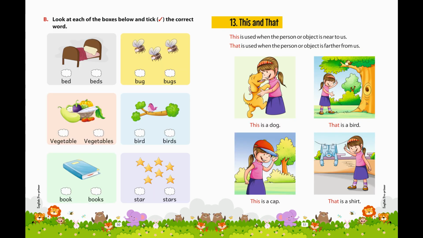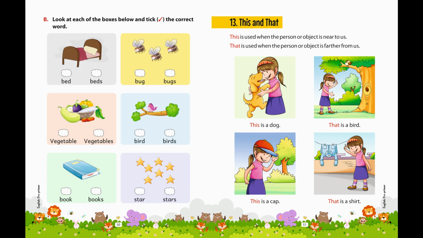Now let's practice what we learned about one and many. Look at the picture and tick. Check mark the correct word. This is one bed. Tick bed. These are many bugs. Tick bugs. We see many vegetables. Tick vegetables. There's one bird. Tick bird. This is one book. Tick book. These are many stars. Tick stars. Great work. You've ticked the correct words.